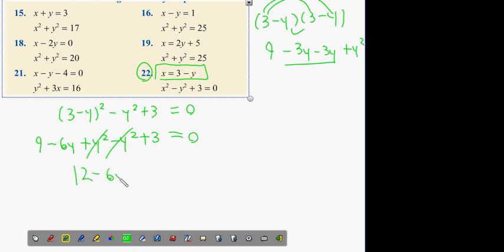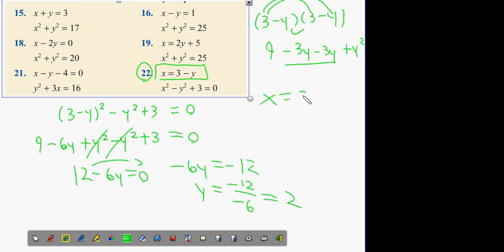12 minus 6y equals 0. You can bring over the 12 if you want. We get minus 6y equals minus 12. And then y therefore is minus 12 over minus 6, which is 2. If y equals 2, then x is equal to 3 minus 2, because x is 3 minus y, so x will equal 1.